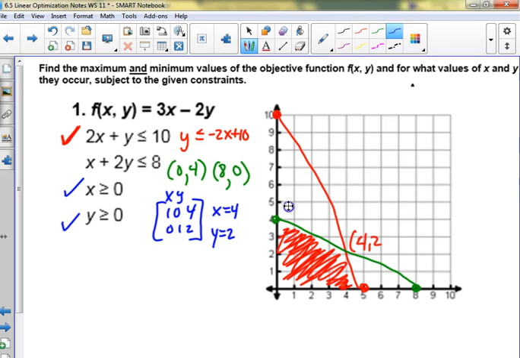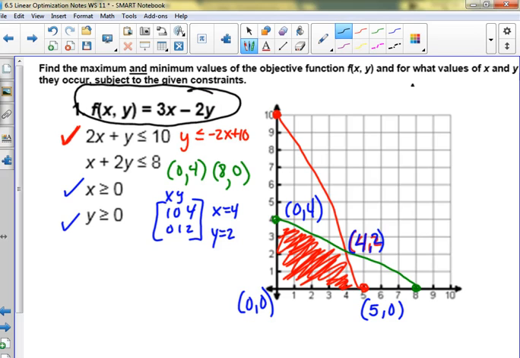But what are all my corners? I got 0, 0. You get a freebie on that one. Over 0 and up 4. Over 5 and up 0. And then 4, 2. Okay. It said to find the maximum and minimum value, and they gave us this objective function, okay? So 0, 0 is going to be the minimum. What do you think? I actually think you're wrong, because it says minus, right?